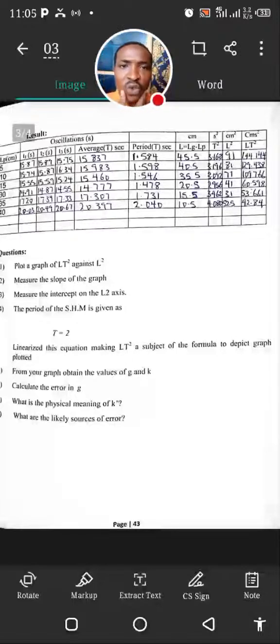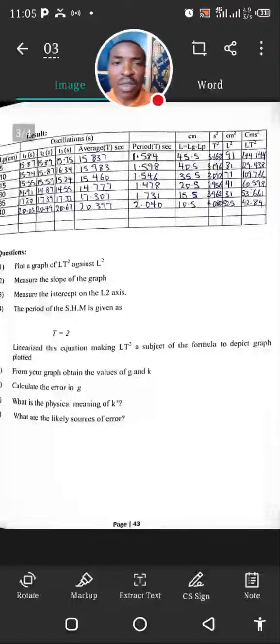Then to get your T square, of course, you square your period, and your periods are 1.584, 1.598, 1.546, and so on and so forth. So you square it. Of course, numbers you work with on the calculator must be in 3 decimal places. That's why you have those numbers in 3 decimal places.